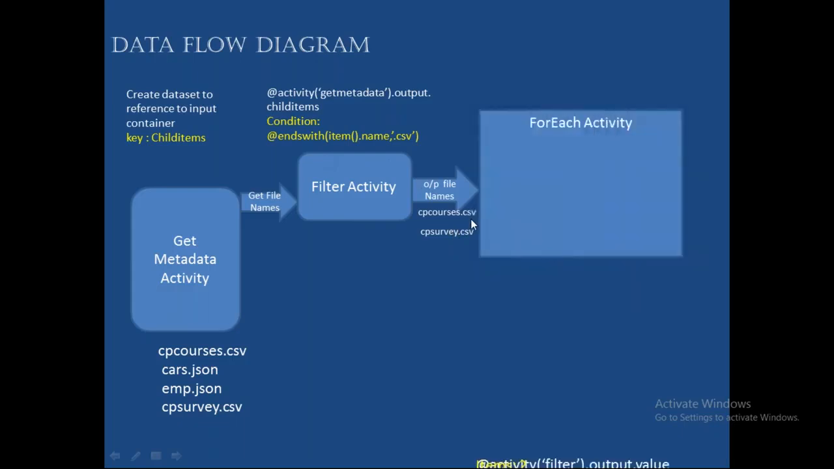Okay, now you will pass these two items to your for each activity. You will pass at the rate activity of filter activity dot output dot value.